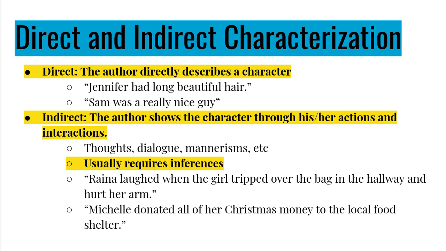So, one example could be: Raina laughed when the girl tripped over the bag in the hallway and hurt her arm. Now, all it tells us about Raina is that she laughed. But we can piece it together. We see that Raina laughed when a girl tripped in the hallway, which maybe other people would laugh. I would say it's not very nice, but the girl's clearly hurt and Raina's thinking it's funny. So maybe Raina's not a very nice person. The author doesn't say Raina's a mean person, but it tells us that she's laughing at people when they get hurt.